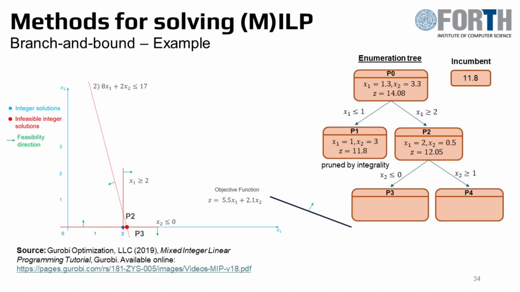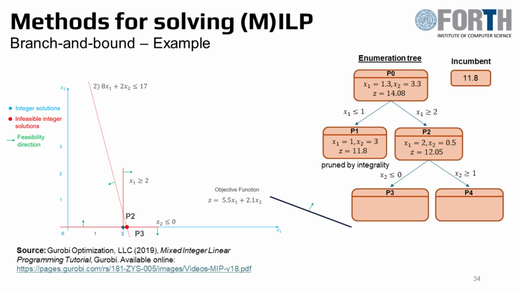In branch P2, the LP solution is still fractional. We have x1 equals 2 and x2 equals 0.5. So we now branch on x2. Since x2 must be an integer, it can either be less than or equal to 0 or greater than or equal to 1. This creates two new subproblems. The first branch adds the constraint x2 less than or equal to 0. We call this subproblem P3. The second branch adds the constraint x2 greater than or equal to 1. We call this subproblem P4.